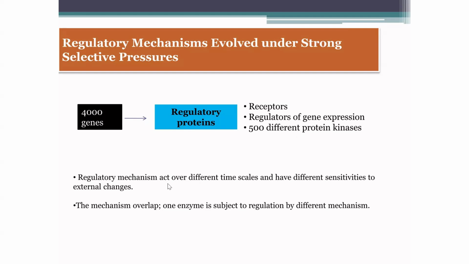Regulatory mechanisms act over different time scales and have different sensitivities to external changes. So the mechanisms overlap. One enzyme is subject to regulation by different mechanisms. That is why we should understand that it's not the same mechanism that you will use in controlling one particular factor or one particular mechanism. One enzyme is subject to regulation by different mechanisms.